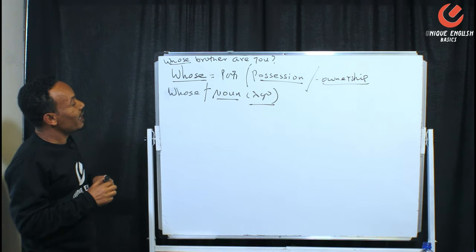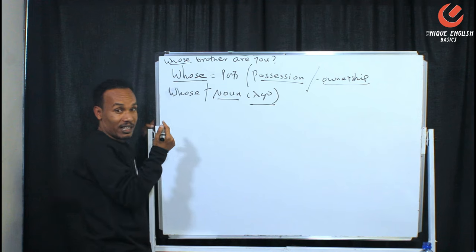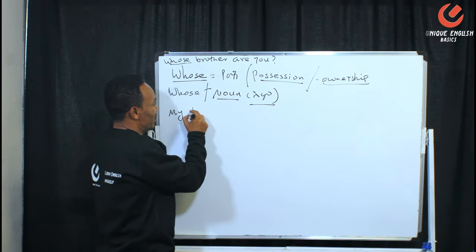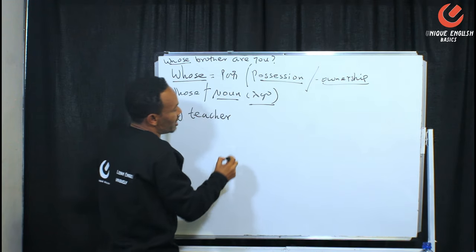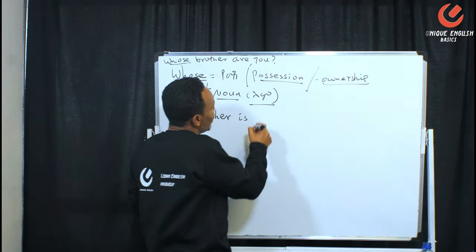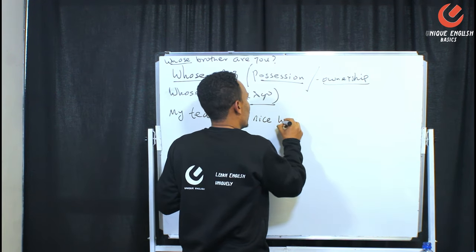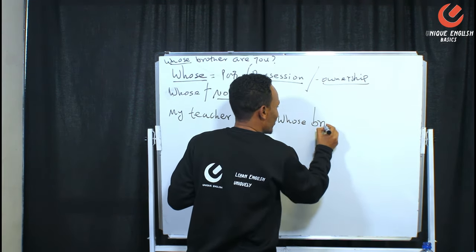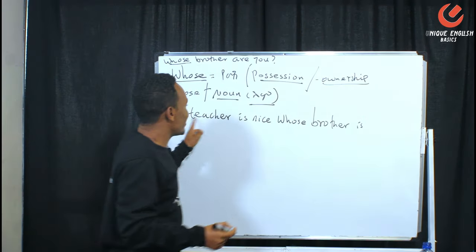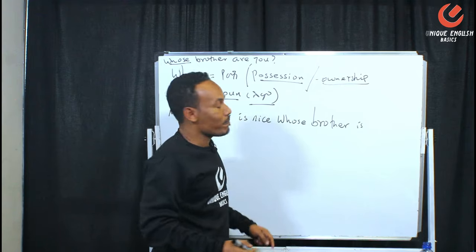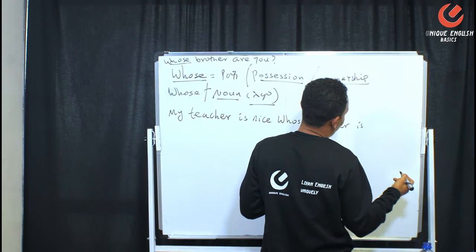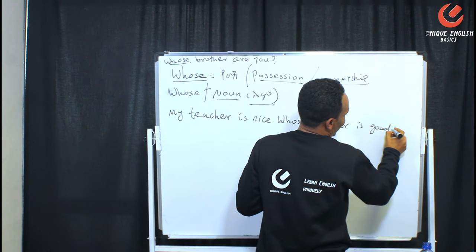Once you see these things, a noun after it, listen to me please. For example, my teacher is nice. Whose brother is nice? Whose brother is tall? Whose brother is good looking?